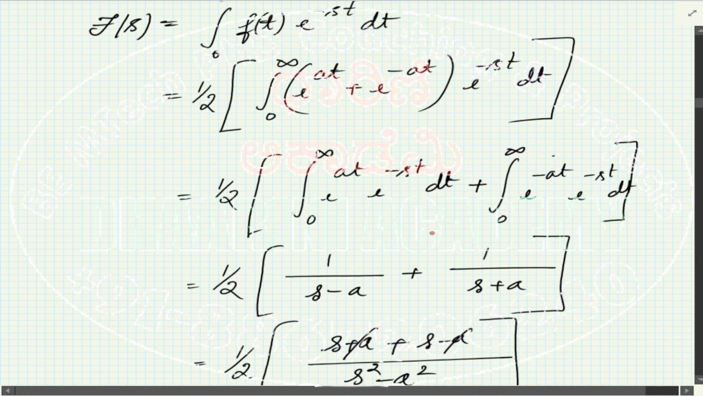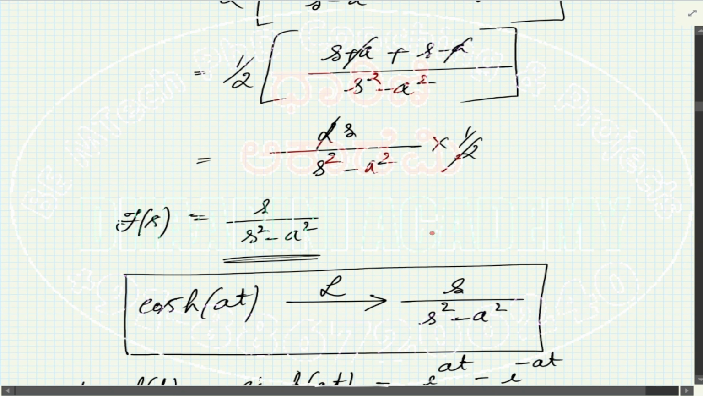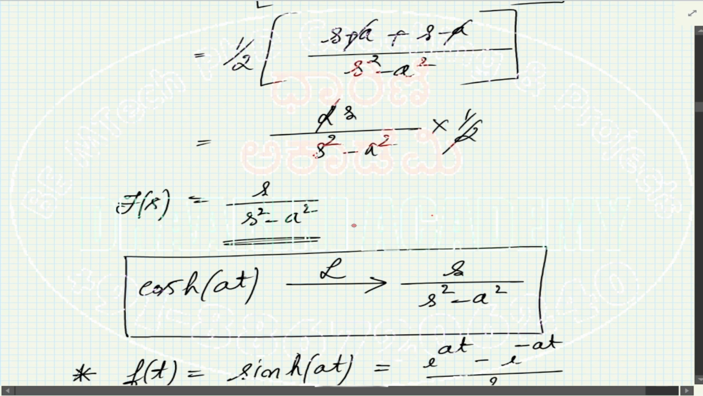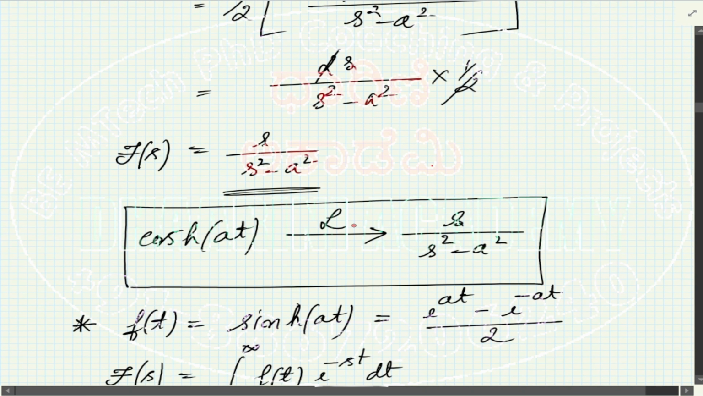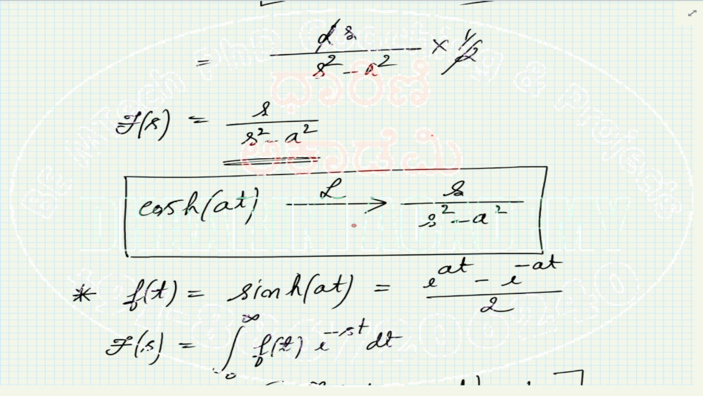In which we can see that the a and minus a will get cancelled, and we have s by s square minus a square as the answer. So this is the next entry in the table. Cos hyperbolic of at has a Laplace transform s by s square minus a square.